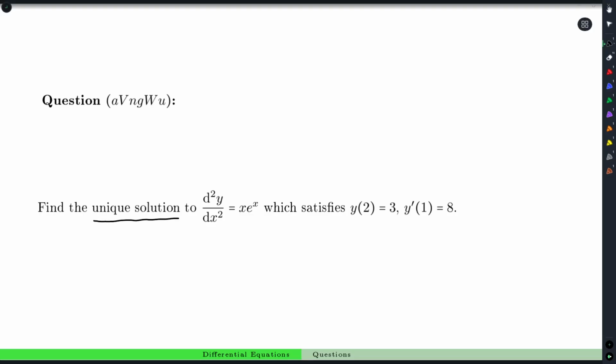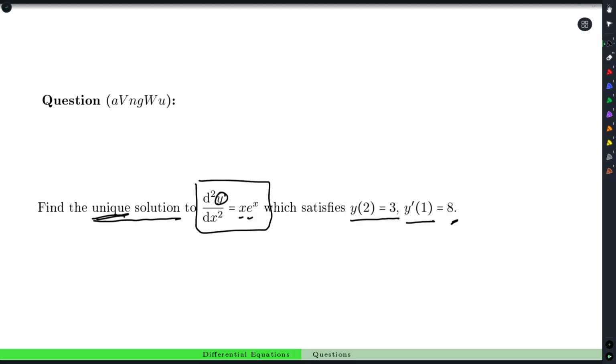Find the unique solution, or you could say particular solution, or specific solution, to this second order differential equation. The second derivative of y is x e to the x. And we've got initial values, or initial conditions, making this an initial value problem. We want y at 2 to be equal to 3 and y prime at 1 to be equal to 8.